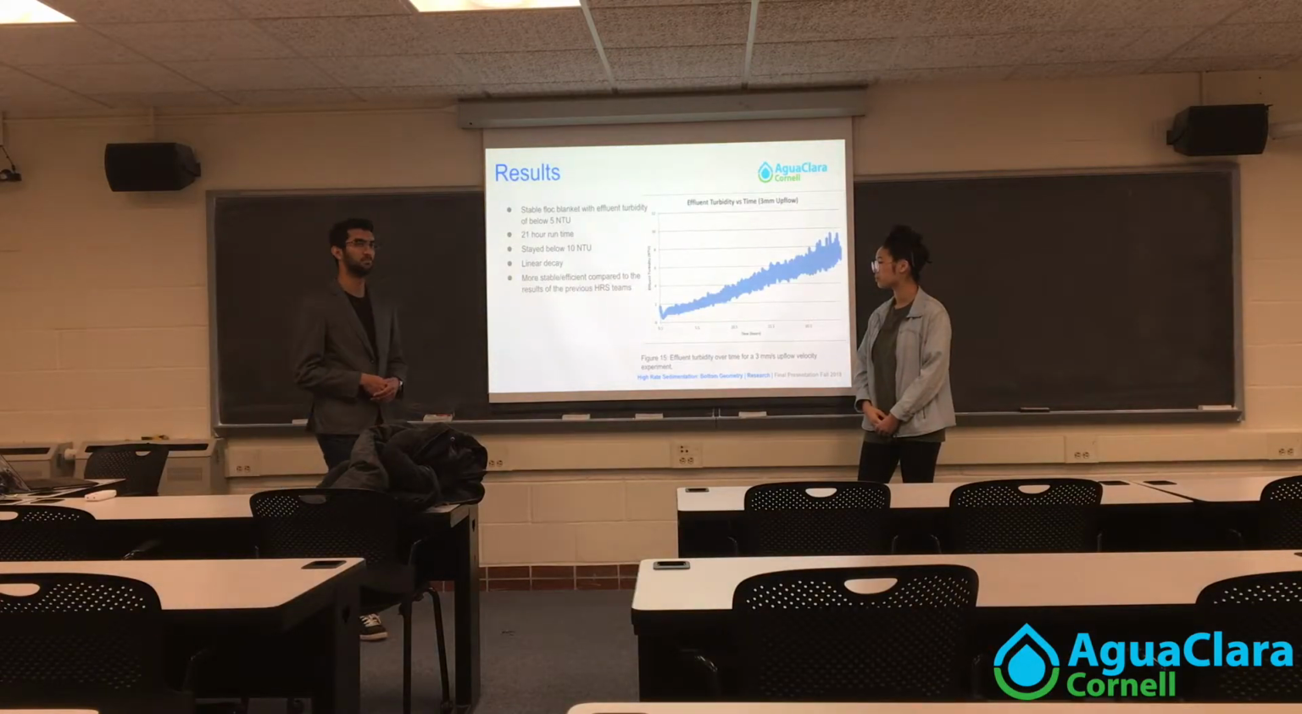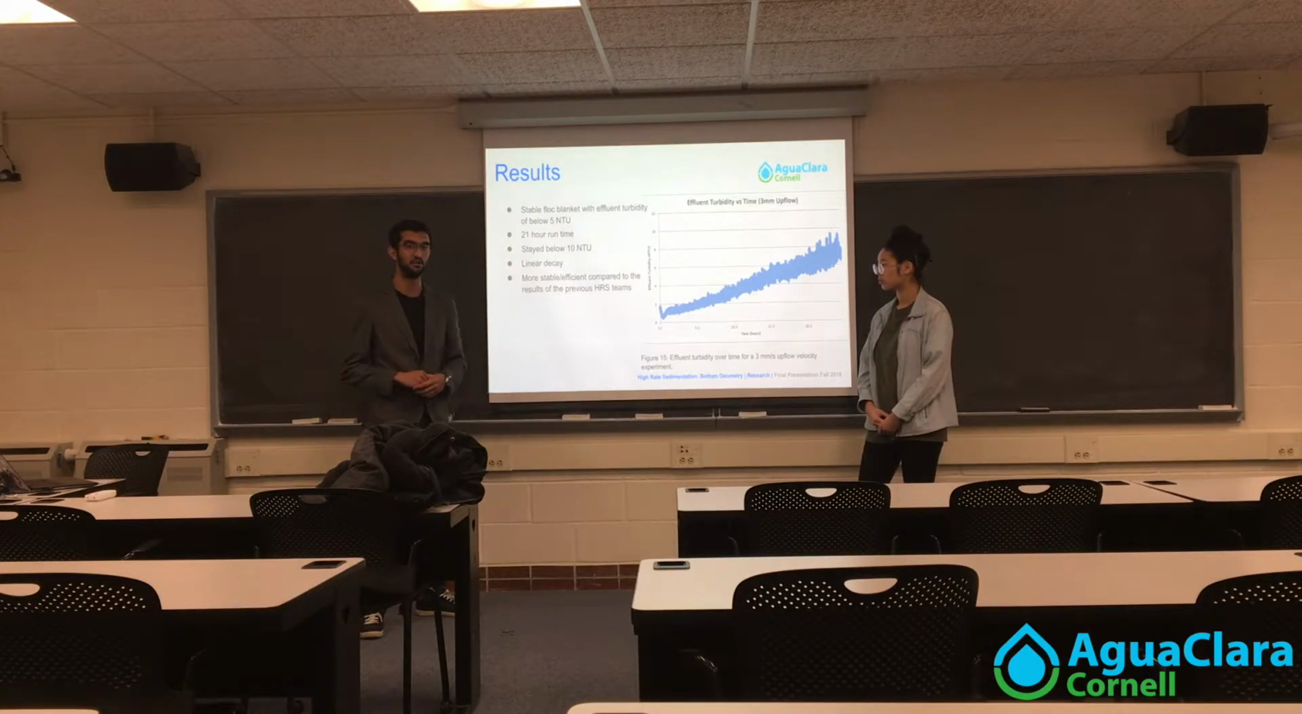Once we had the 3D printed designs, we decided to try and get a baseline test. After running an experiment at 3 millimeters per second upflow velocity, we quickly realized that we're getting significantly different results than those obtained by previous sedimentation teams. In this graph, although it looks like the flock blanket decayed extremely rapidly, our y-axis is extremely zoomed in compared to the initial graph, with the maximum being 12 as opposed to 100. This means that after 21 hours of running, our flock blanket decayed linearly as opposed to exponentially, and even after 21 hours, the effluent turbidity was still below 10 NTU.